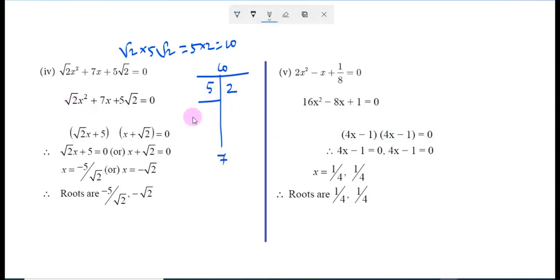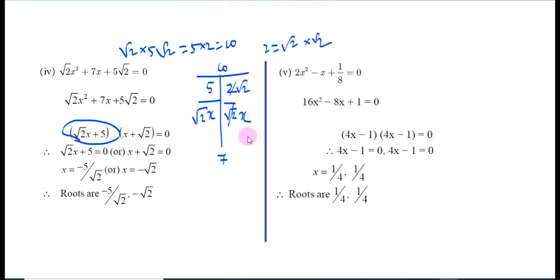Root 2 x square, so root 2 x, there also root 2 x, so that root 2 x plus 5 is the first factor. And the second one, root 2 into root 2 is 2, am I right? So root 2 cancels, and another root 2 comes, so x plus root 2. So we get x plus root 2 equal to 0.